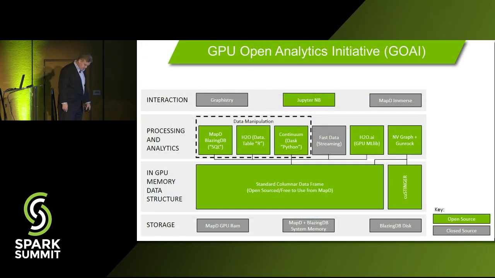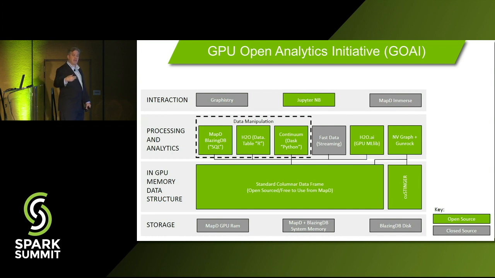There's another interesting initiative that's just been announced at our GTC Technology Conference in NVIDIA called Go AI. It's the GPU Open Analytics Initiative. And what it is, is that the company Mapt that I just showed you has open sourced its GPU data frame. So that's not a data frame like the Spark RDD or Spark data frame where it's in system memory. This is actually a data frame in GPU memory.